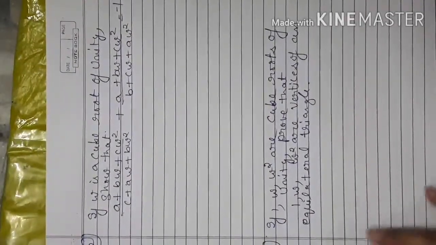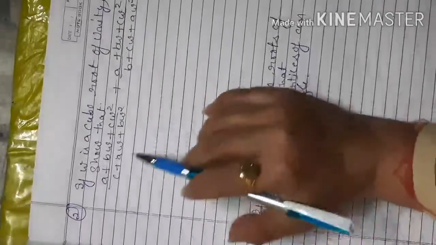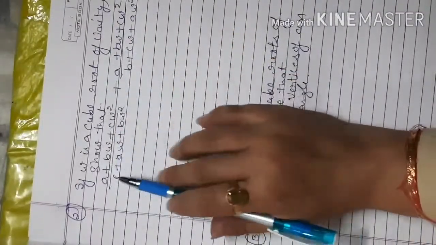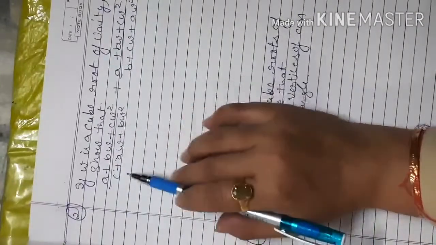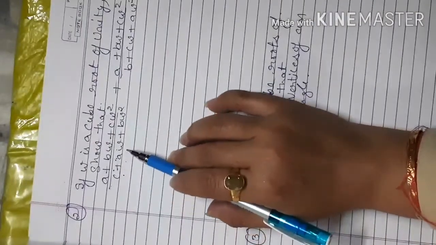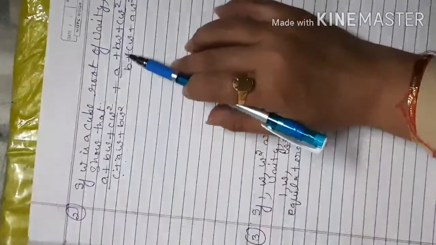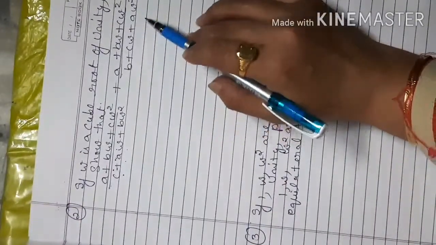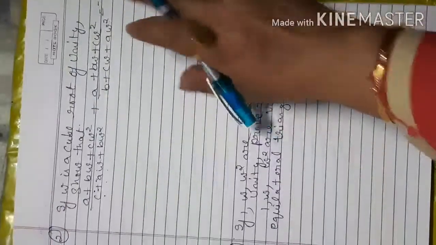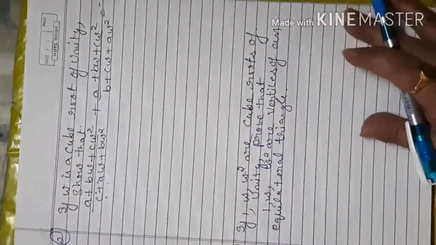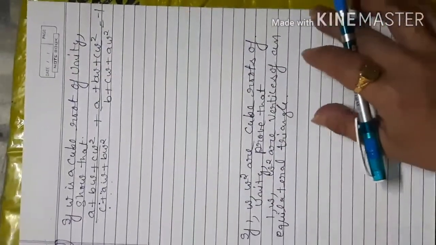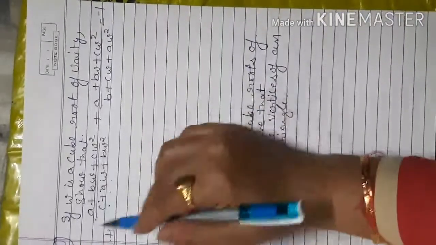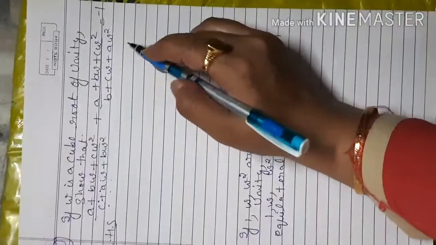Next question is, if omega is a cube root of unity, you have to show that (a plus b omega plus c omega square) upon (c plus a omega plus b omega square), plus (a plus b omega plus c omega square) upon (b plus c omega plus a omega square) must be equal to -1. That means you have to prove the left side with the right side. First I will pick the left side.